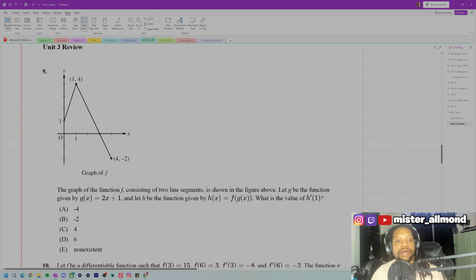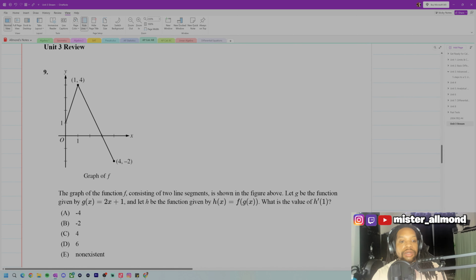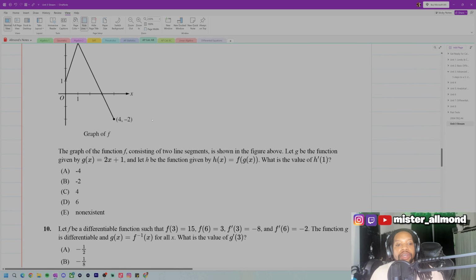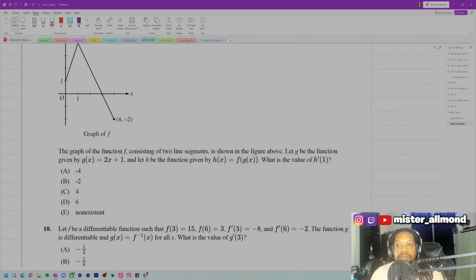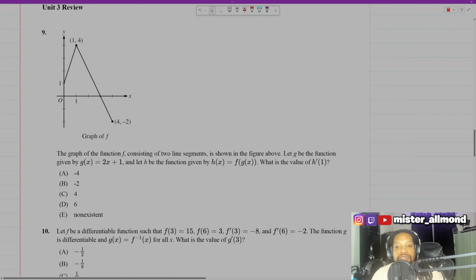All right, so number 9. We have a graph of f, and then they give us g of x. Let me zoom in a little bit more so we can see it better. They give us a graph of f, they give us g of x, which is 2x plus 1, and then h is f of g of x. The question is, what is h prime of 1?